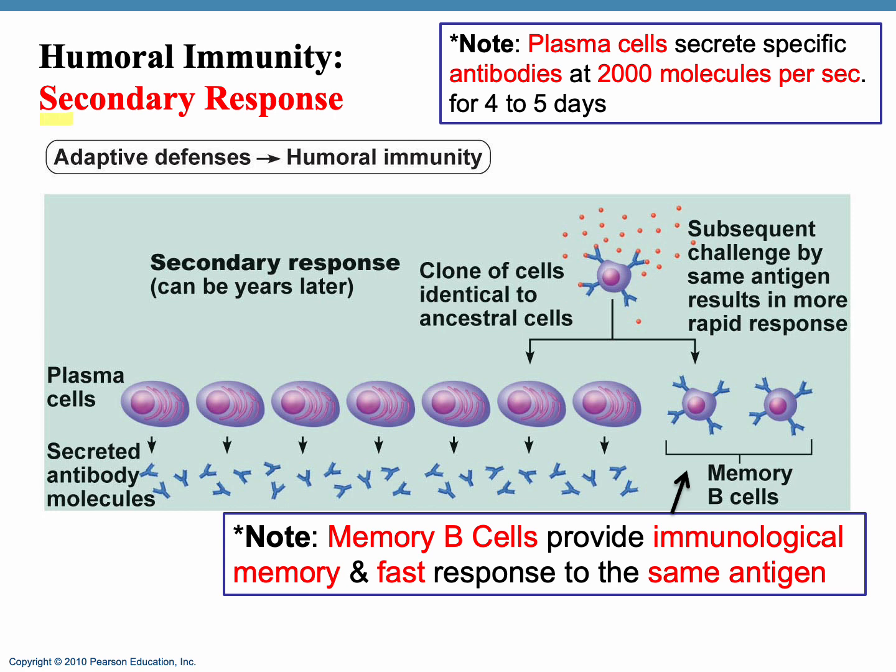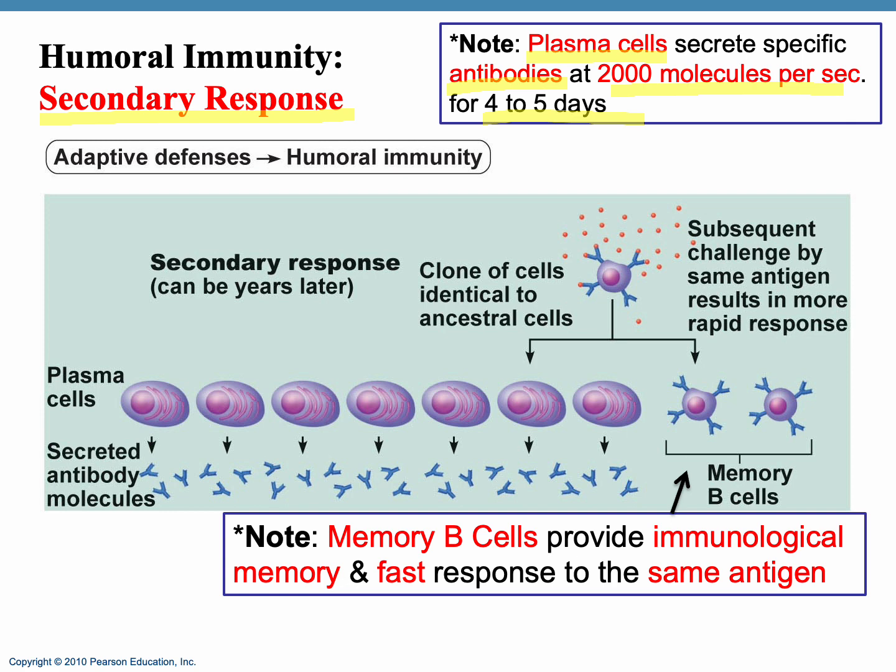So with the secondary response, this isn't nearly as brutal as the primary response if you are introduced to a virus. So the response time to plasma cells being formed and antibodies produced is much faster, 2,000 molecules per second for 4 to 5 days. So significantly faster than the primary response, which literally could take a week, week and a half or more.